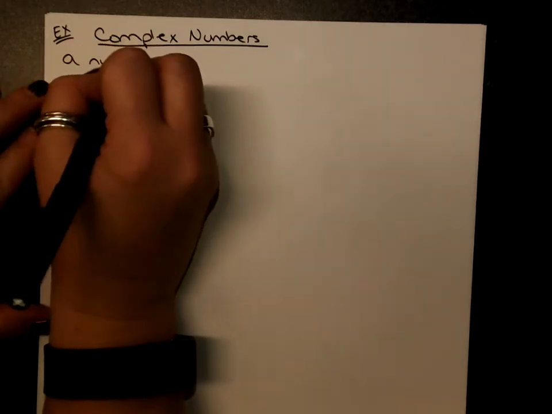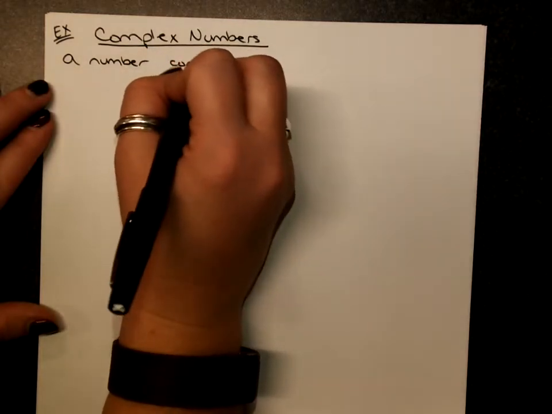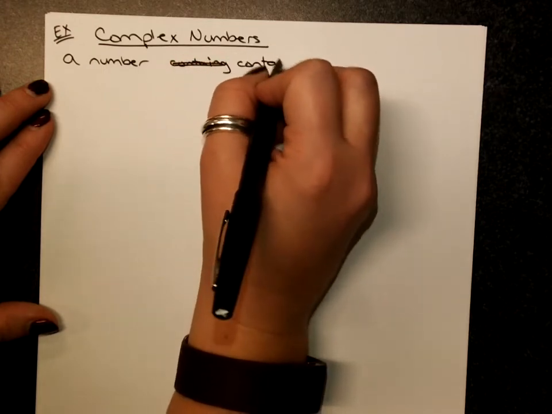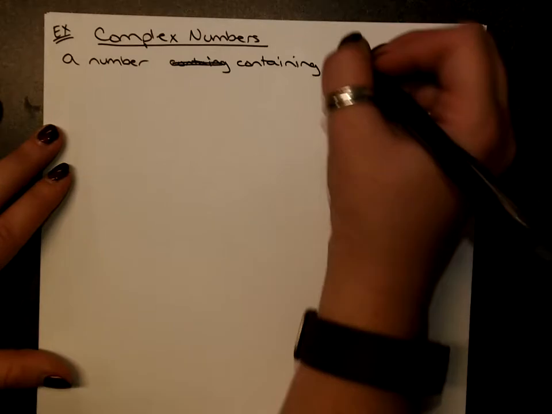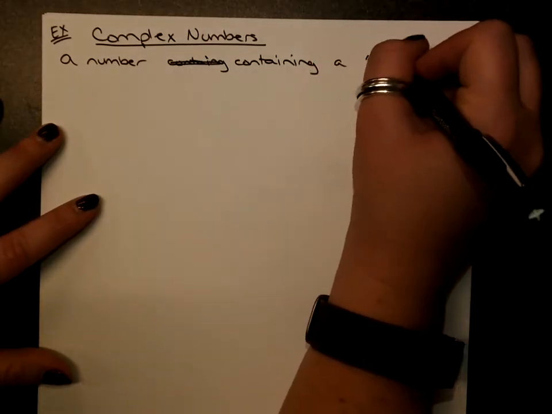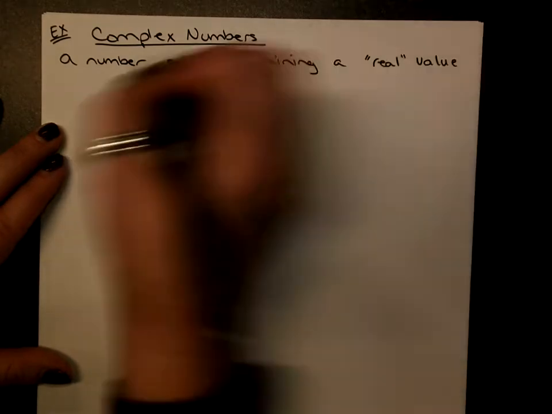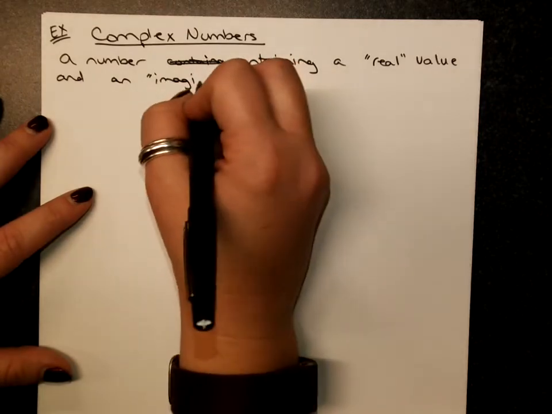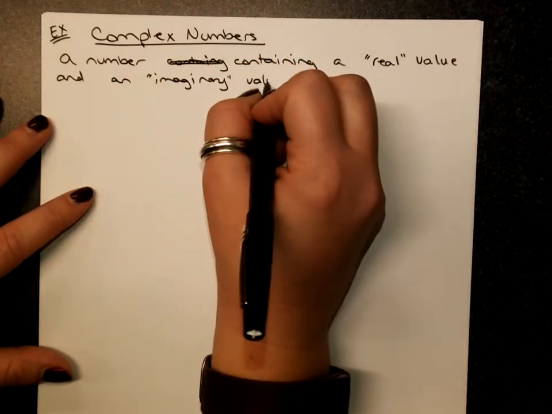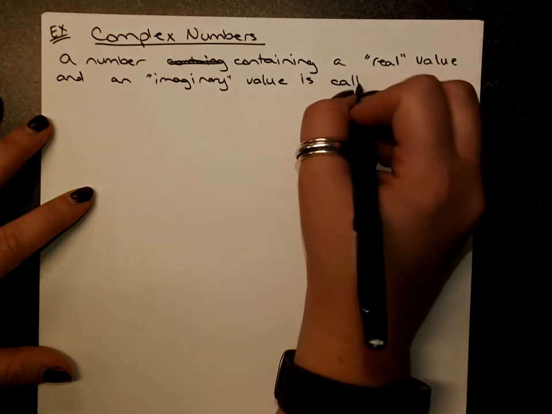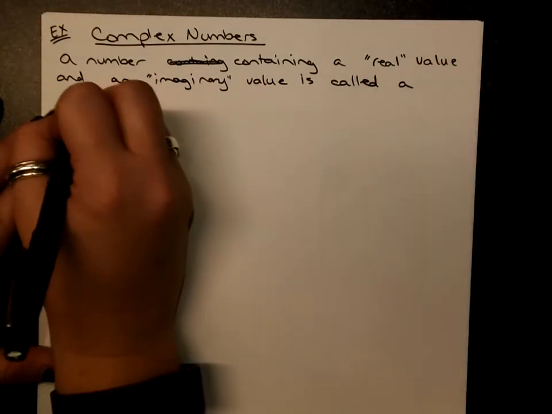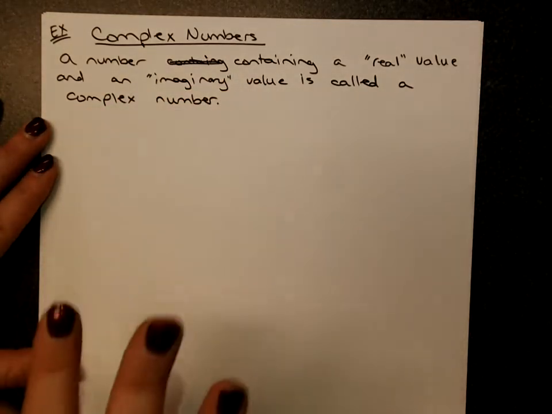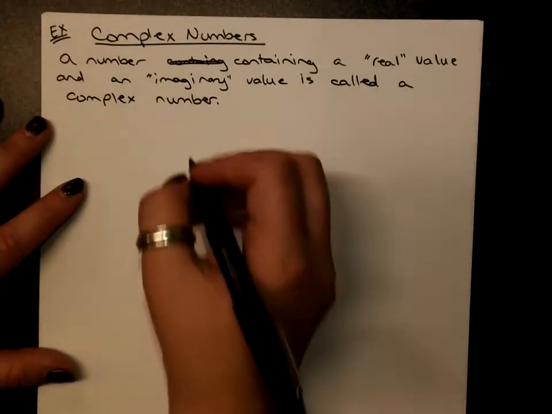A number containing a real value and an imaginary value is called a complex number. And this is easier than it sounds. It sounds weird, but it's pretty easy.